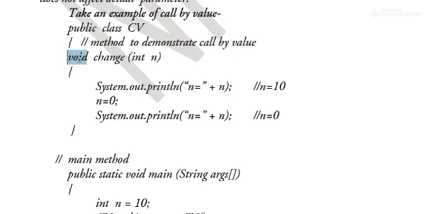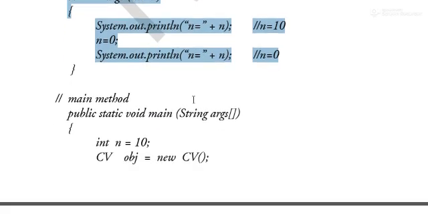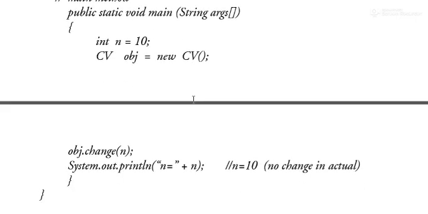In this program, the change method is an example of call by value. In this example, we have received a primitive data type and displayed the value of n, and after that changed the value to 0 and again displayed the value of n in the method, and we can start the execution of this method from main method. Here you can see we have created a variable n and stored the value 10.